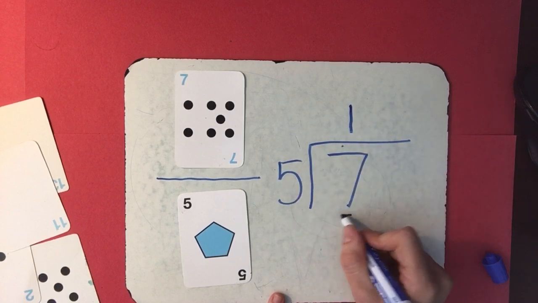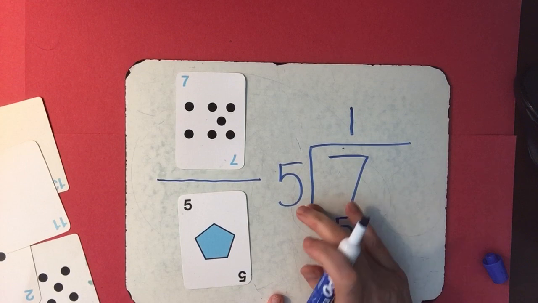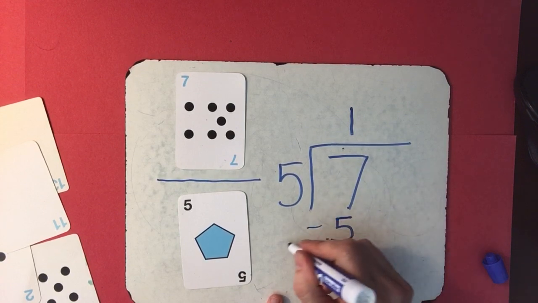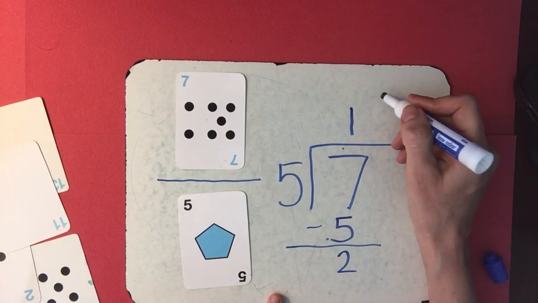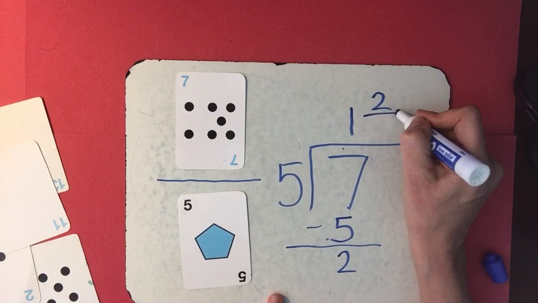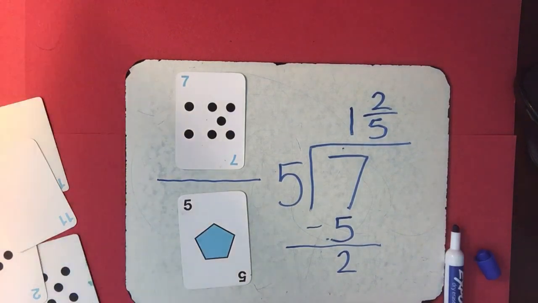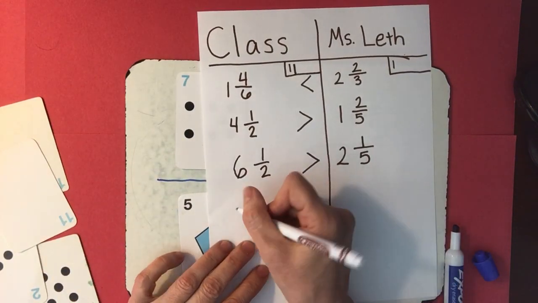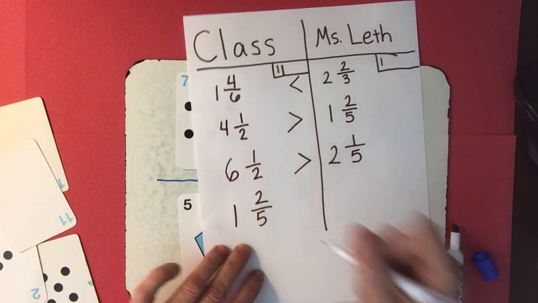5 times 1 is 5. Oops. Got my signals crossed there. Okay. So now 7 take away 5 is 2. So my answer, or your answer, is 1 2/5. Hopefully that's what you got on your own as well. Okay, so 1 2/5. Now it's my turn.